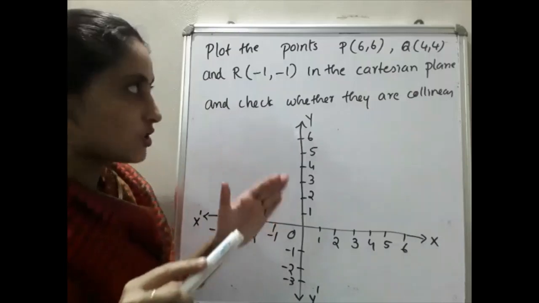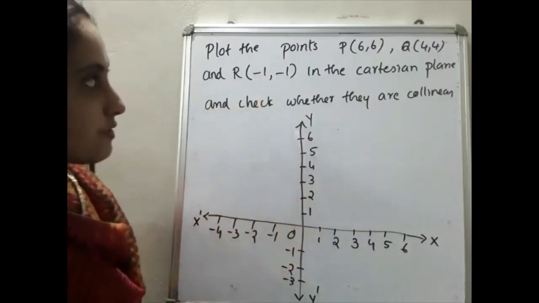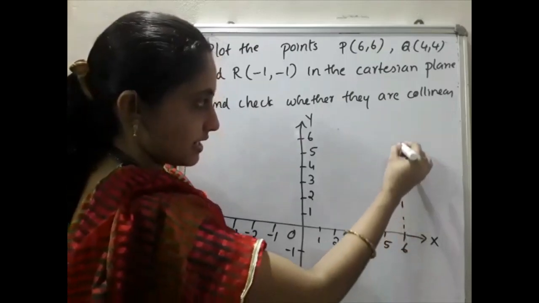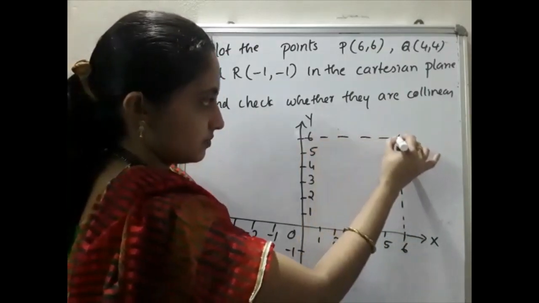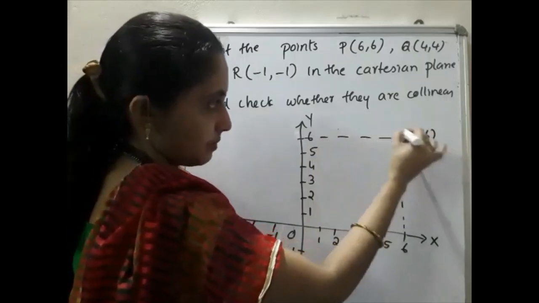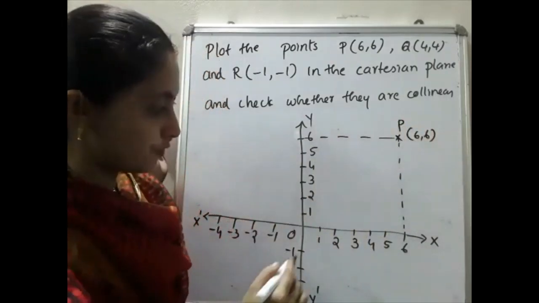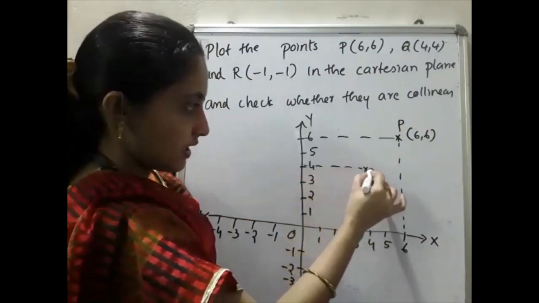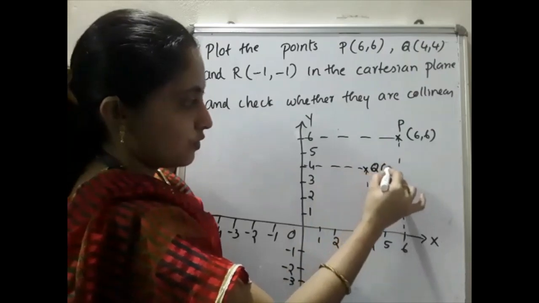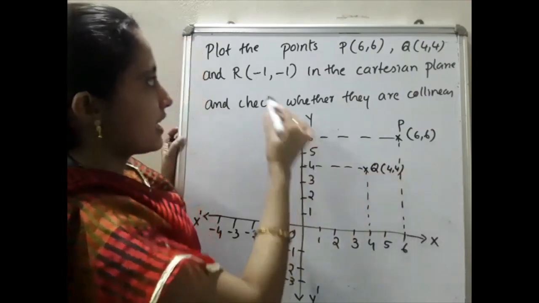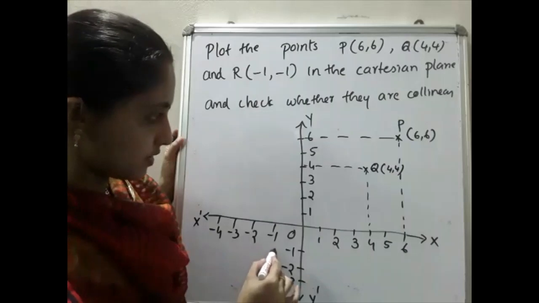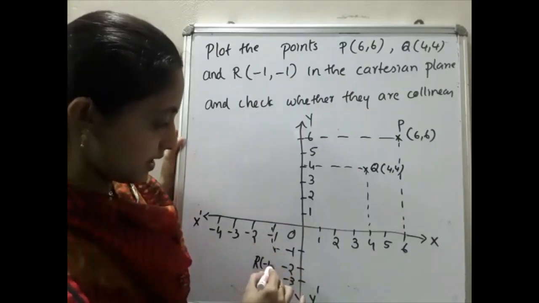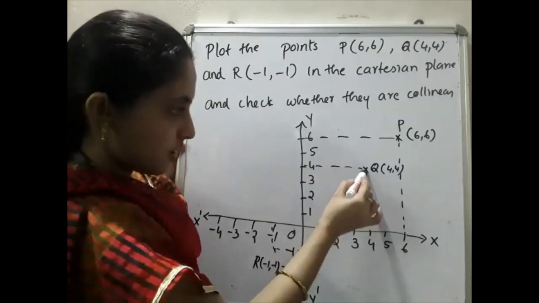So what you have to do is plot the points first. What is the first point? (6, 6). (6, 6) means from the x-axis 6 and y-axis also 6. The point is P. Then (4, 4), from this 4 and here it is 4. That is the point Q. Next point is R, (-1, -1), this point. Then we are joining these.